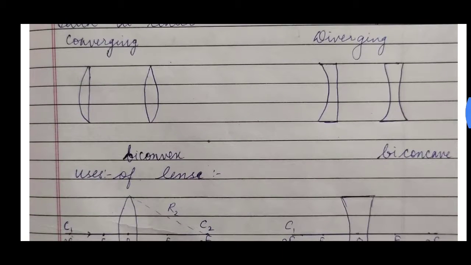Now the first one is just a convex lens, it is bulged from only one side, and the second one is a biconvex lens. In the diverging lens also, that is the concave lens, the second figure is the biconcave lens. Now let's see what are the uses of these lenses.